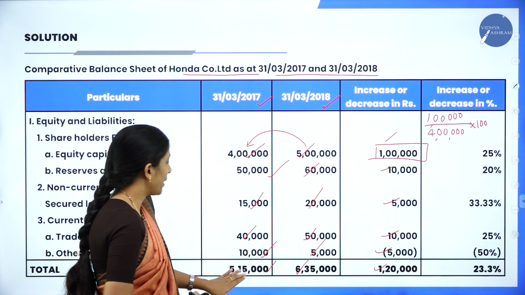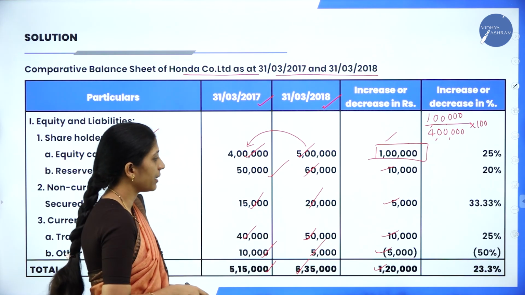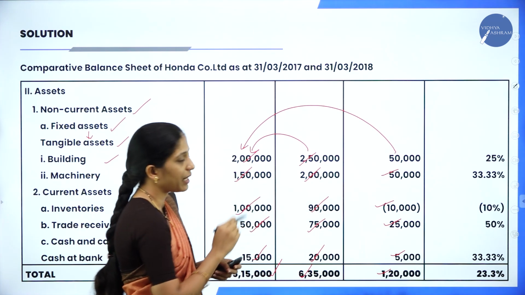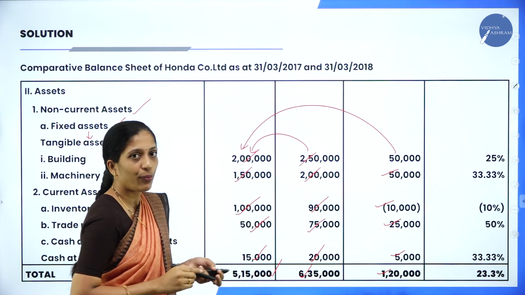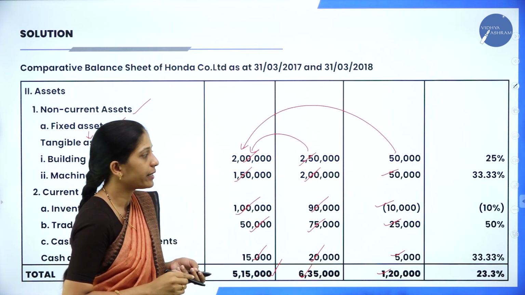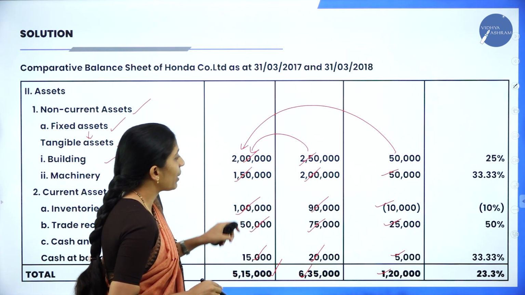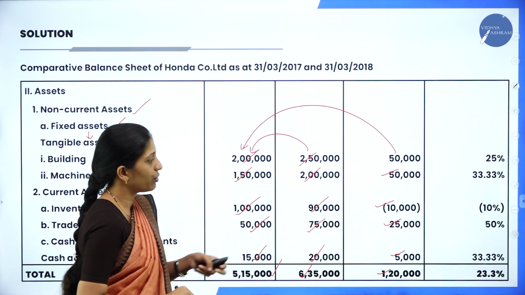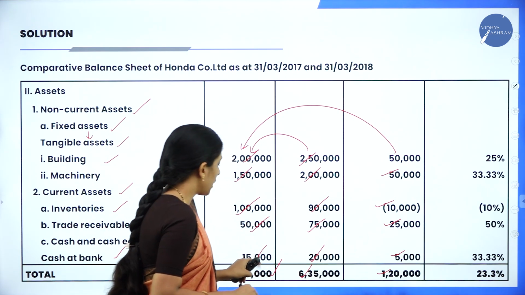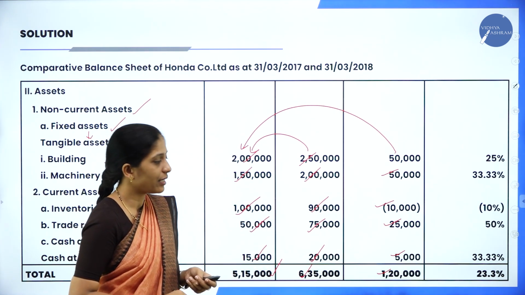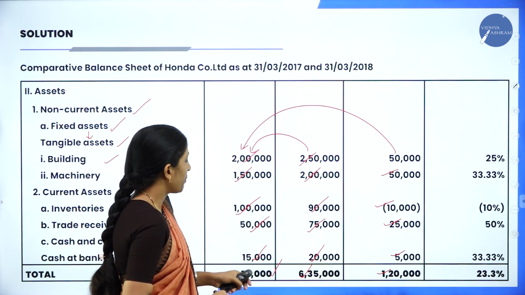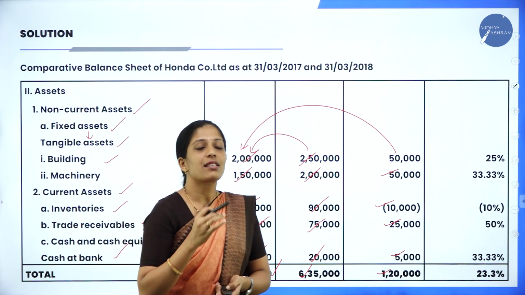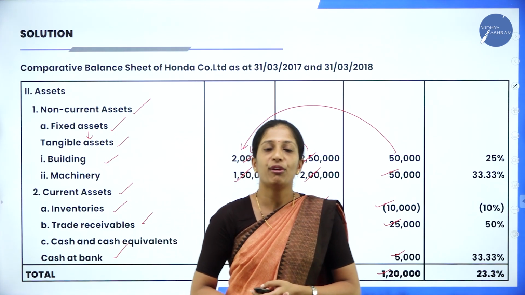1 lakh 20,000 divided by 5 lakh 15,000, 23.3%. Next, in the same way, 50,000 divided by 2 lakh into 100, 25%. 50,000 divided by 1 lakh 50,000 into 100, 33.33%. Minus 10,000 divided by 1 lakh into 100, minus 10%. 25,000 divided by 50,000 into 100, 50%. 5,000 divided by 15,000 into 100, 33.33%. 1 lakh 20,000 divided by 5 lakh 15,000, 23.3%. Okay, so this is how you are going to solve a problem for 12 marks.